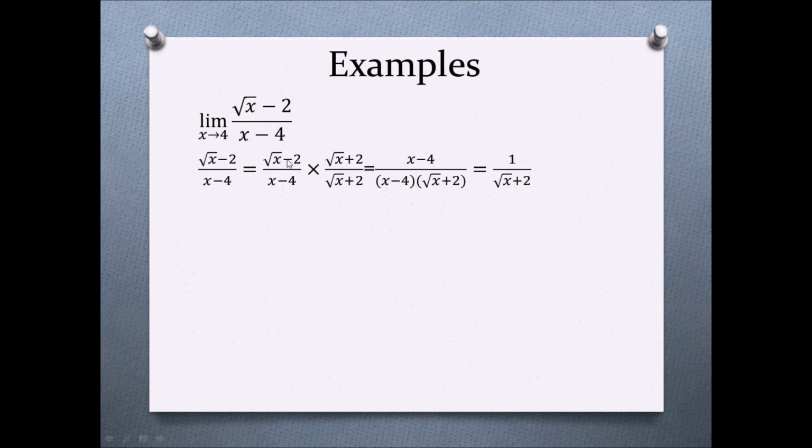Multiply these together and you get x minus 4, so you got rid of that radical. Now, do not multiply these out, just leave it in this form. And now, cancel out x minus 4, and you should get 1 over root of x plus 2. Now, directly substitute in 4, and you should end up with the answer of 1/4.